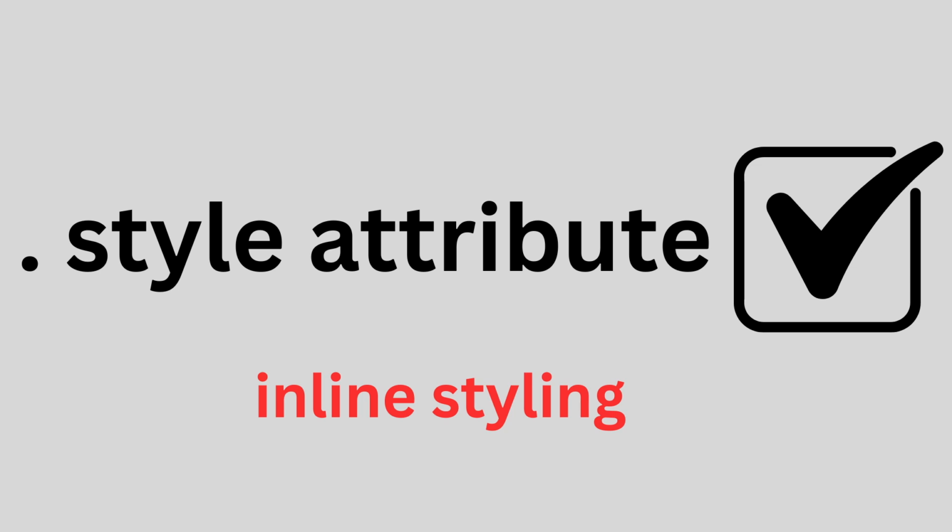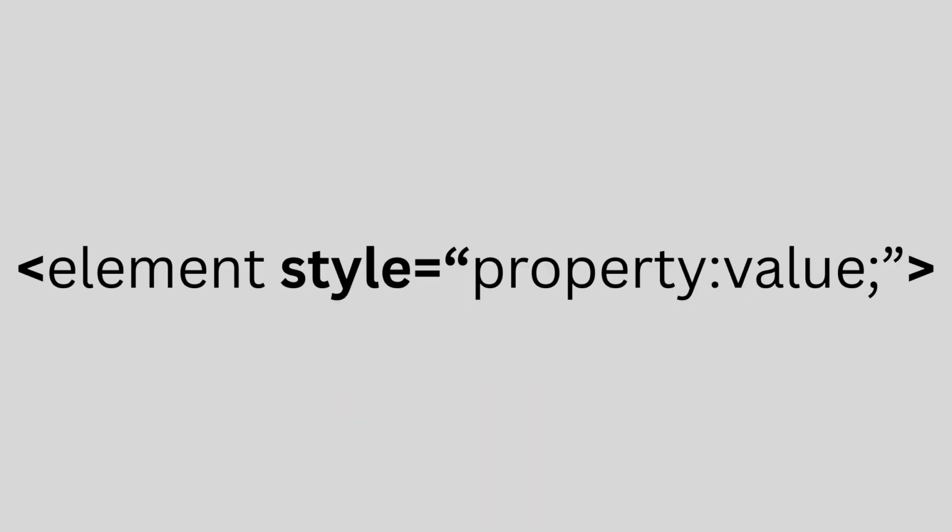And so in this video, we have talked about inline styling using the style attribute. And now we have learned the syntax, which is the element, the style, the property, and the value. The property and the value are written inside the double quotes. The property and the value are separated with a colon, while immediately after the value you add a semicolon.